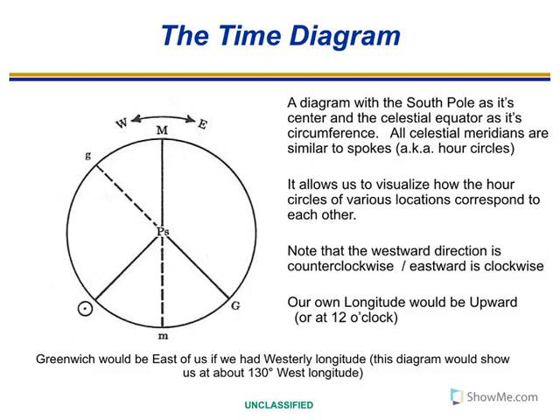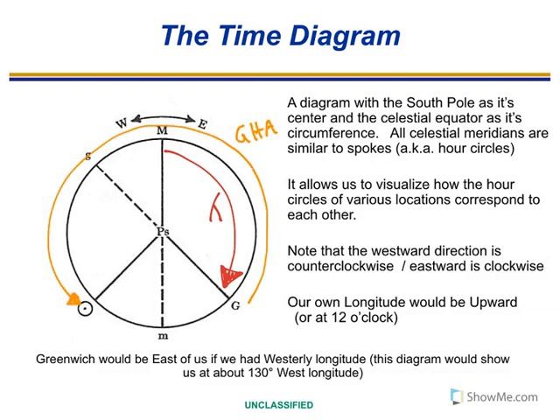So a quick review. The angle from us to Greenwich is longitude. That's lambda. The angle from Greenwich to the celestial body measured westward is GHA. And the angle from our meridian to the celestial body is LHA.